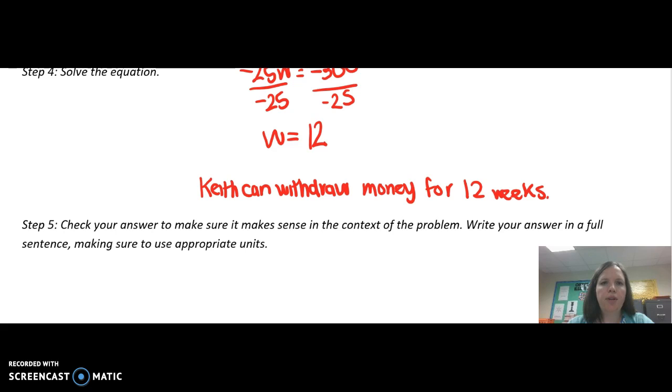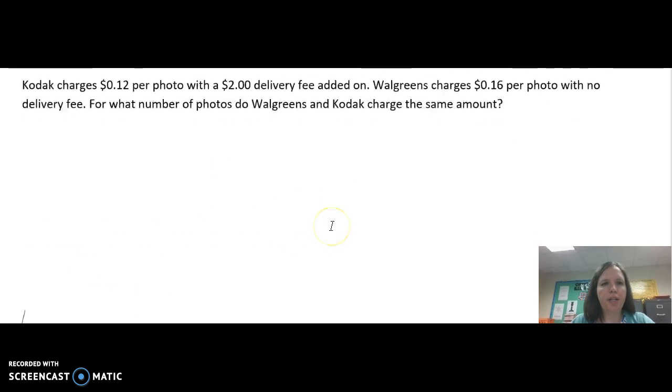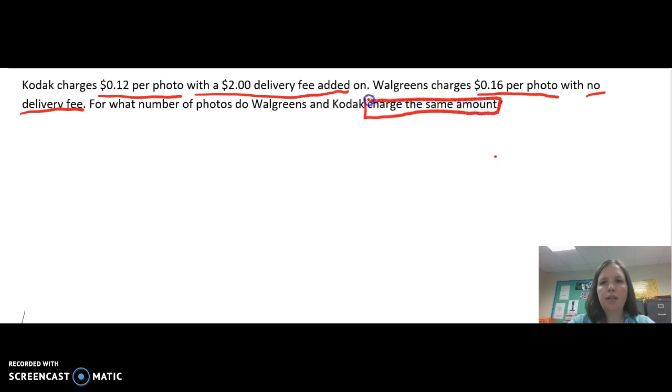So this is the problem that is like the demo to introduce you to the process. The one you're going to be doing is this one, and I made a small adjustment to it just so we have the space we need. So if you want to pause it and try it, you can, but we're going to read the question. We're going to mark the important information. So if Kodak charges 12 cents per photo, that's probably important to know, with a $2 delivery fee. This is probably an antiquated question because of the context of it. $2 delivery fee is going to be added on. Walgreens is going to charge 16 cents per photo, but no delivery fee. We want to know for what number of photos do they charge the same amount.